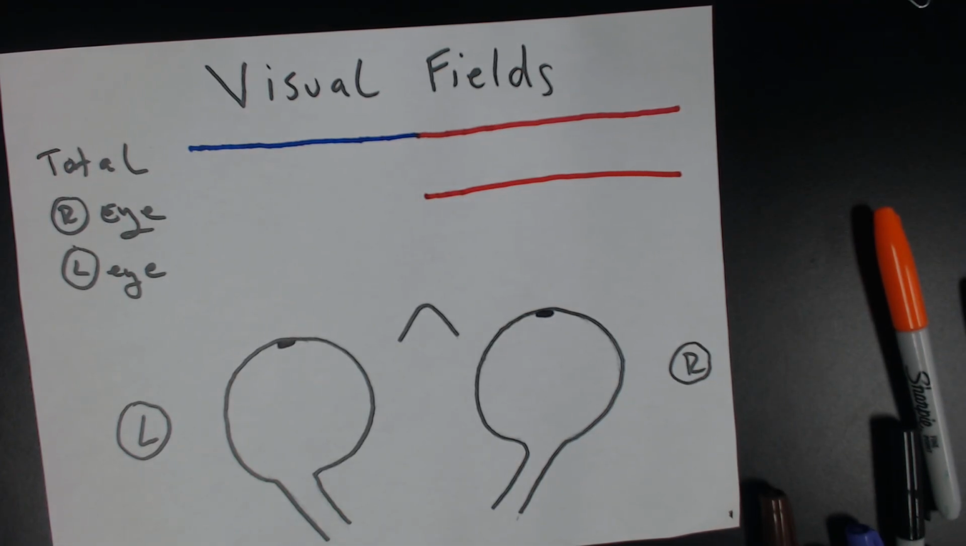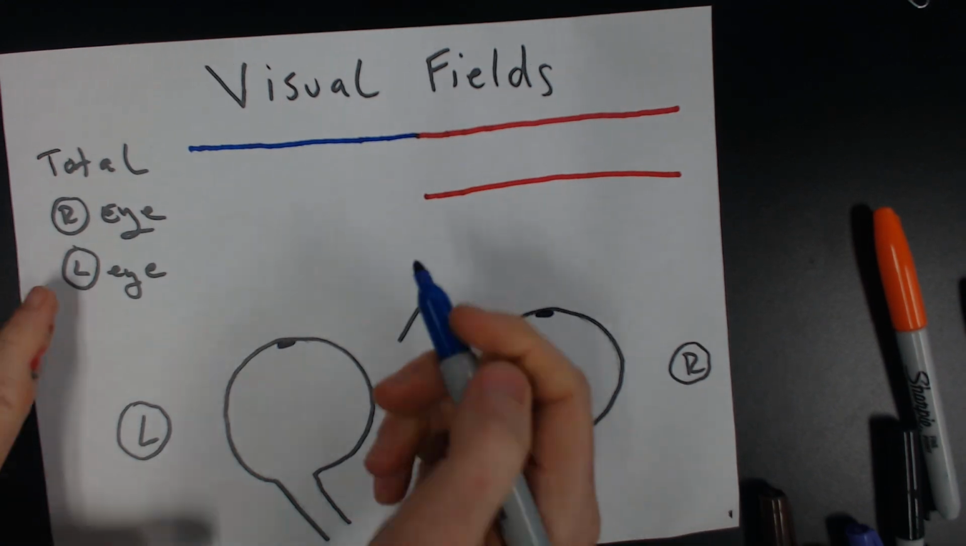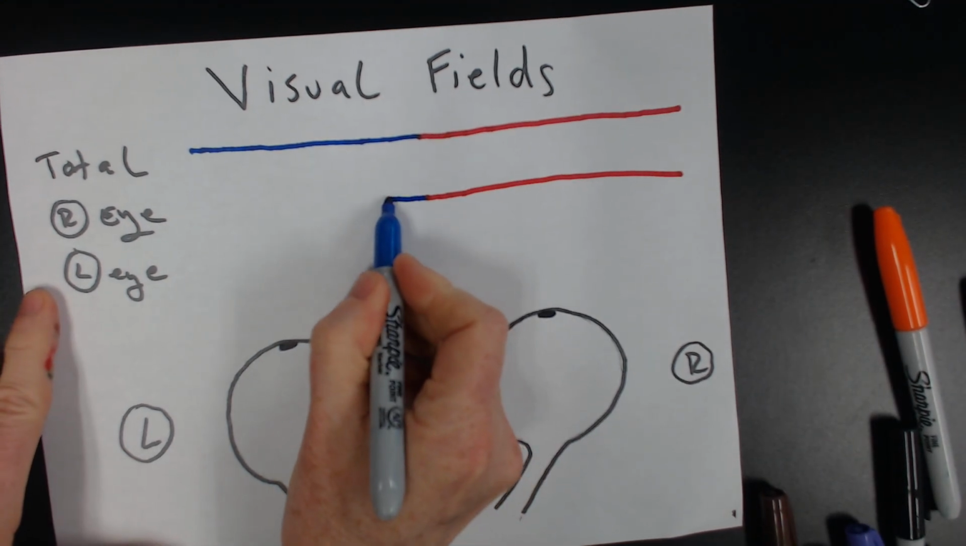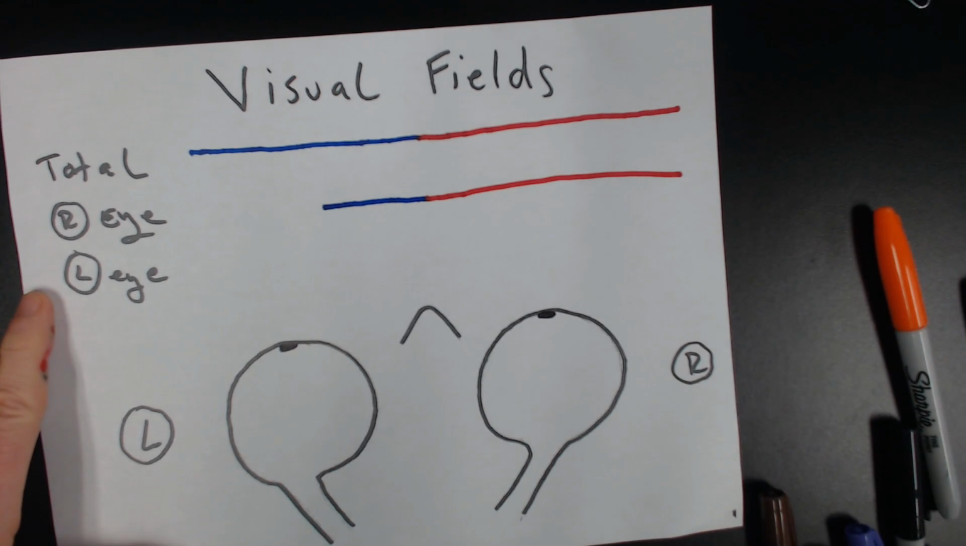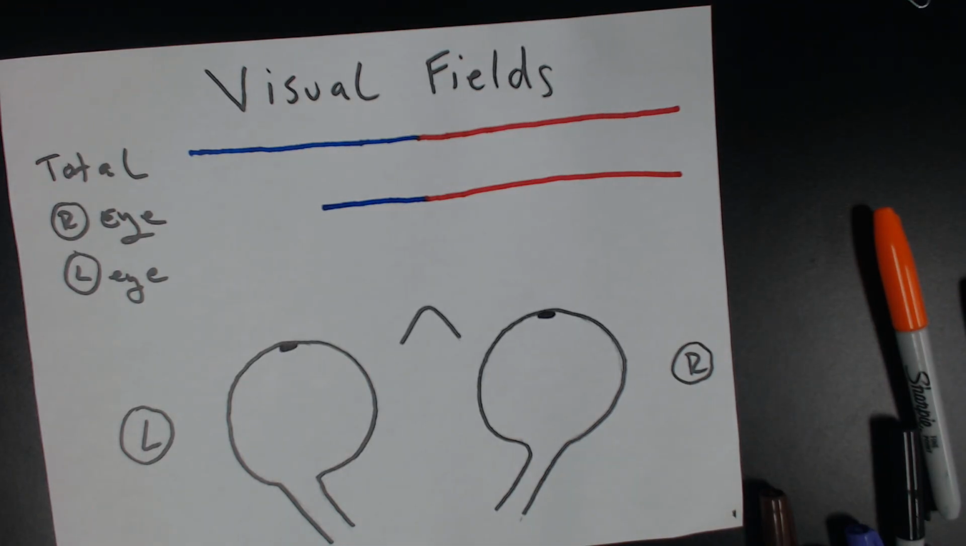Okay. But on the left side, I see about half, right? I can't see all the way to the very end. I can see about half of that left side. Does everybody agree with that? See what's happening? And the same thing with the left eye.